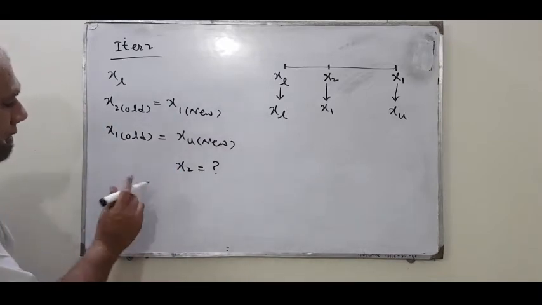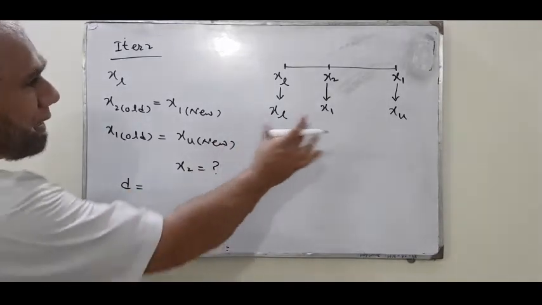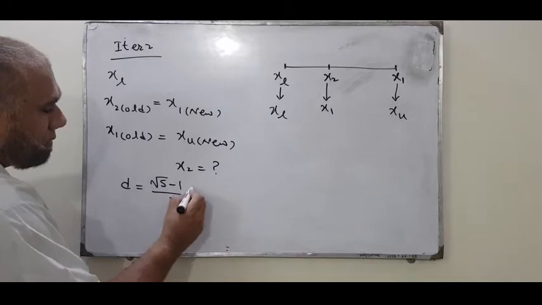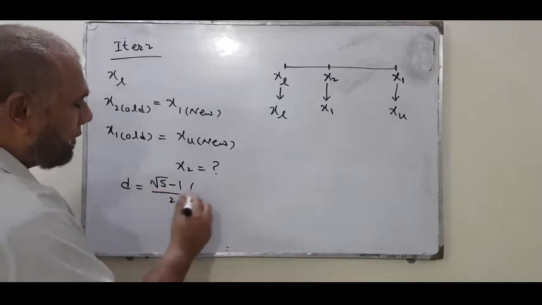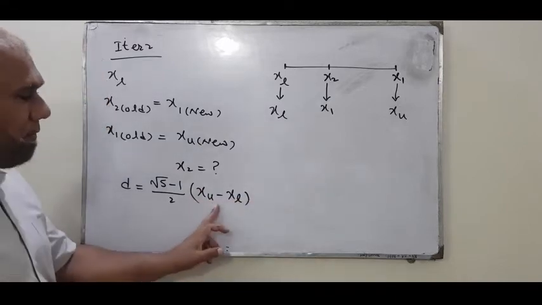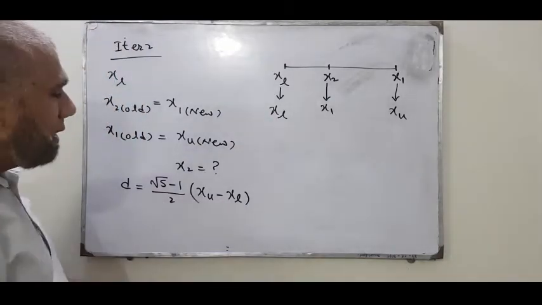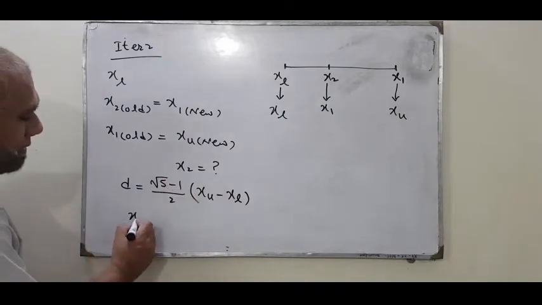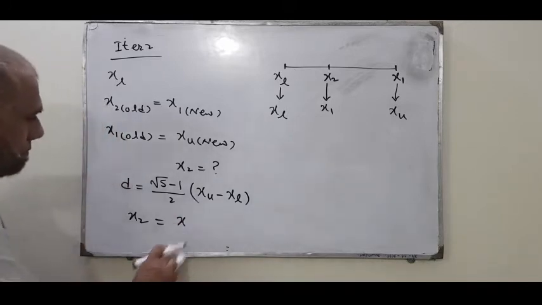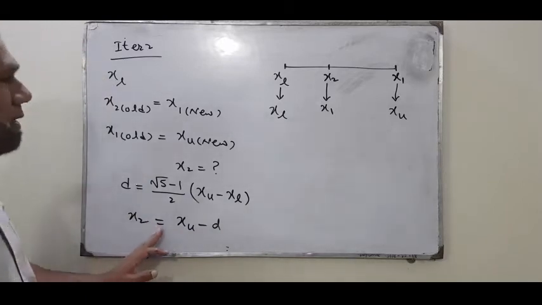So in order to do this, we once again go, in order to find D, this will be changed because the interval has changed. So in order to find D, we'll be using the golden ratio, square root of 5 minus 1 over 2, times the length of the interval. And you can see here, the formula is the same, but the length has changed. So there will be a new value of D, and after finding D, you can calculate very easily X2 by using the formula XU minus D. So this is the way through which we can find the X2.